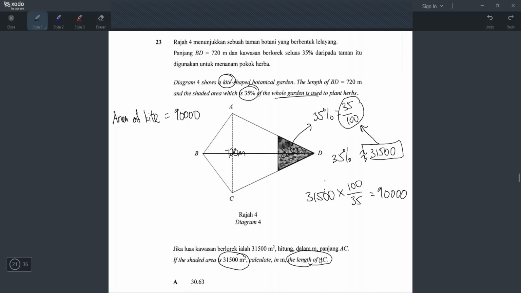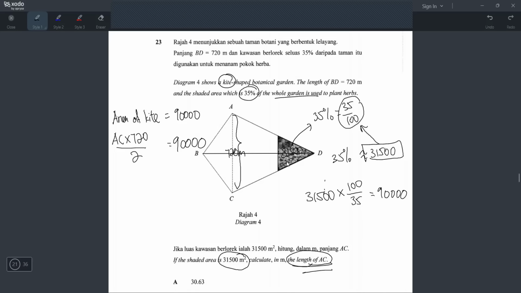Okay. Now they want to find length of AC. Okay, where's AC? I think it's talking about this panjang. So how can I find AC? Well, we have to use the area of kite formula. And what is the area of kite formula? It will be the diagonals multiplied together divided by 2, which is AC times with 720 divided by 2. So remember the formula for area of kite.